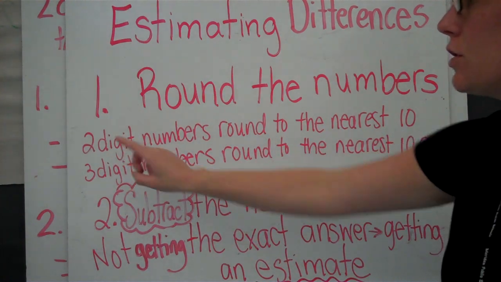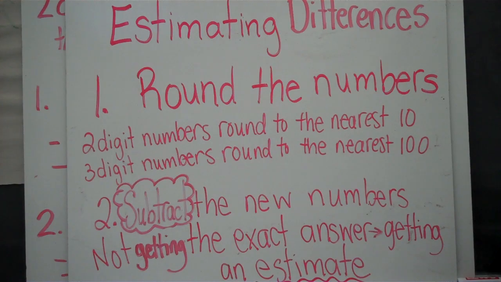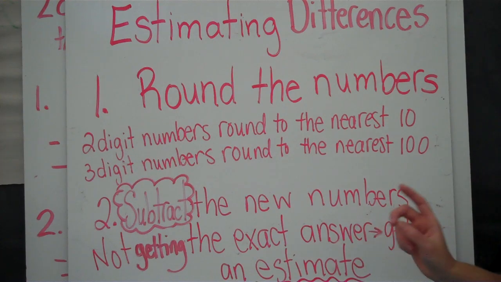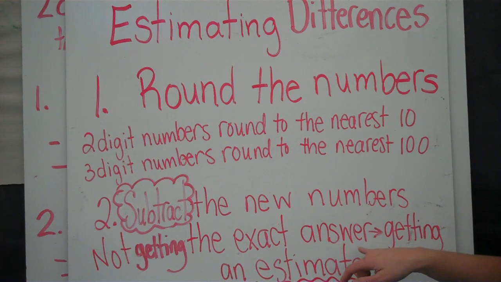Remember, if it's a two-digit number, meaning that there's two numbers in the number, you're going to round to the nearest 10. If it's a three-digit number, you're going to round to the nearest 100. Make sure you have these steps in your notebook. Number 2, then you're going to subtract the new numbers. And remember, you're not getting the exact answer.